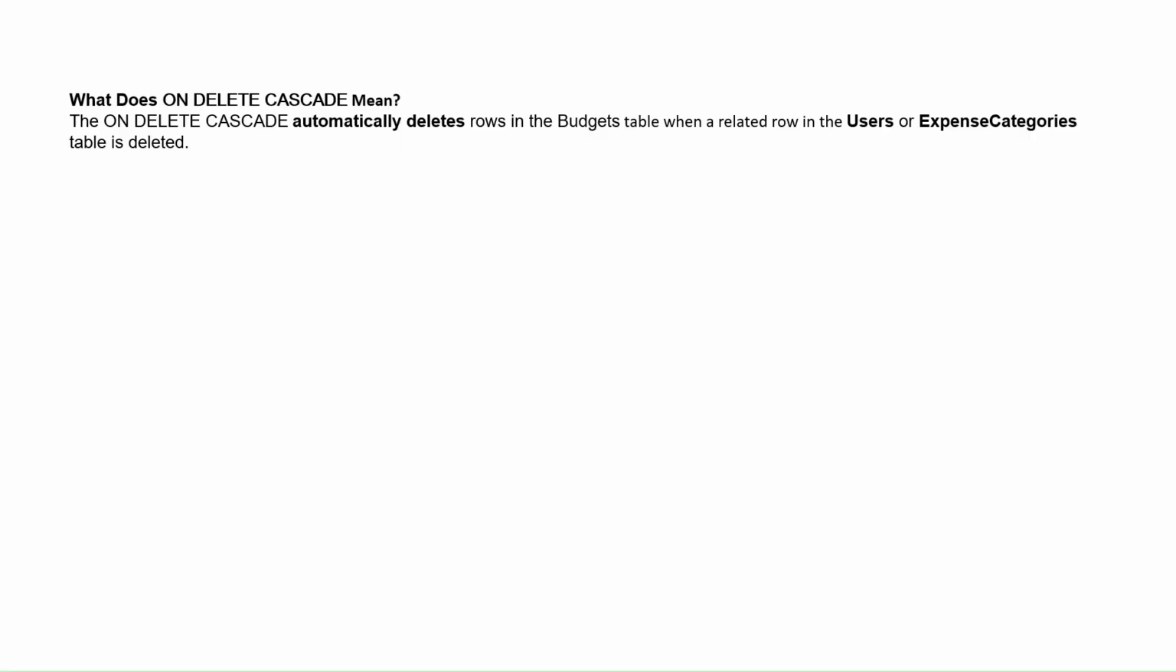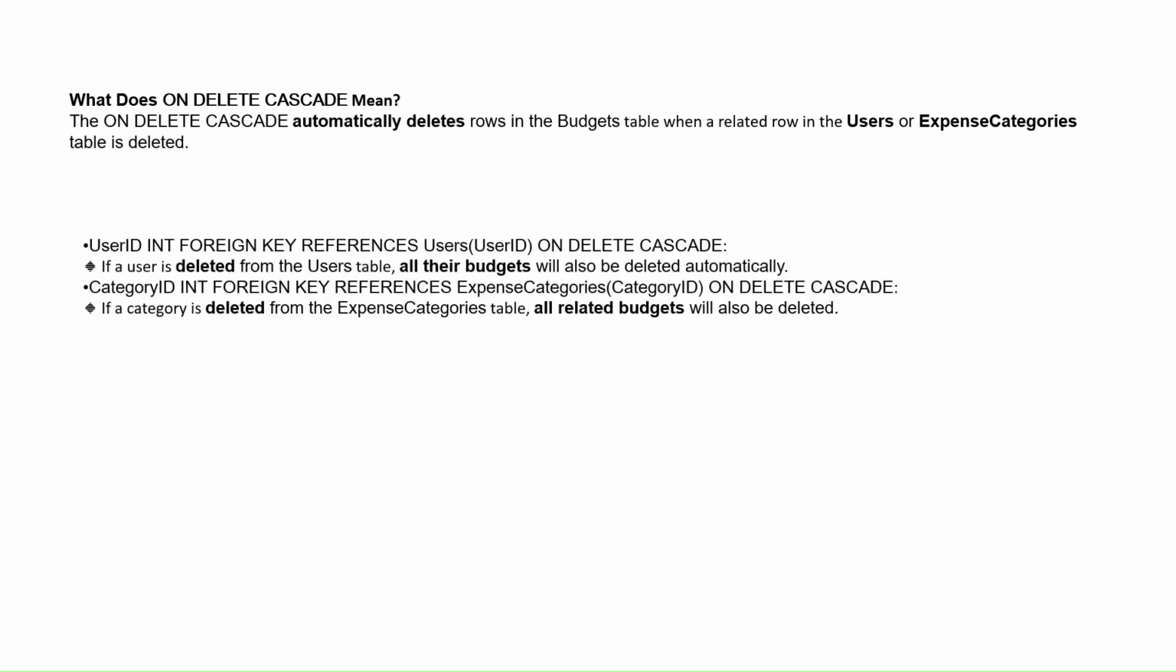The ON DELETE CASCADE automatically deletes rows in the budgets table when a related row in the users or expense categories table is deleted. For example, if a user is deleted from the users table, all their budgets will also be deleted automatically. Similarly, if a category is deleted from the expense categories table, all related budgets will also be deleted. Let me explain with another example.